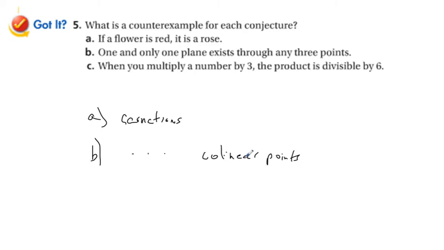Collinear points have an innumerable, or an infinite, number of planes that can be drawn through them. And finally, C. I think there's two L's in here.